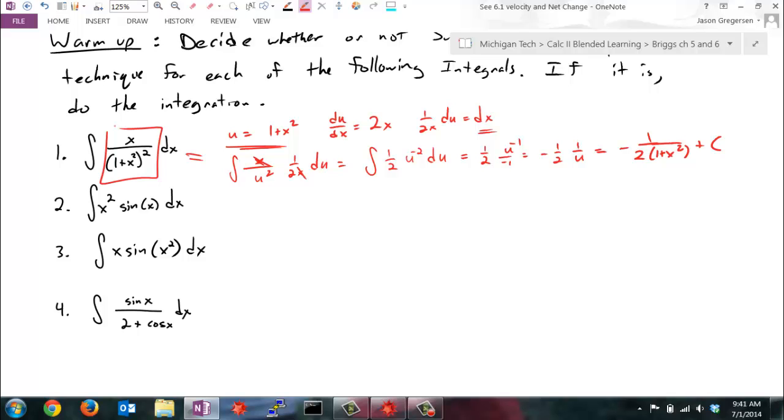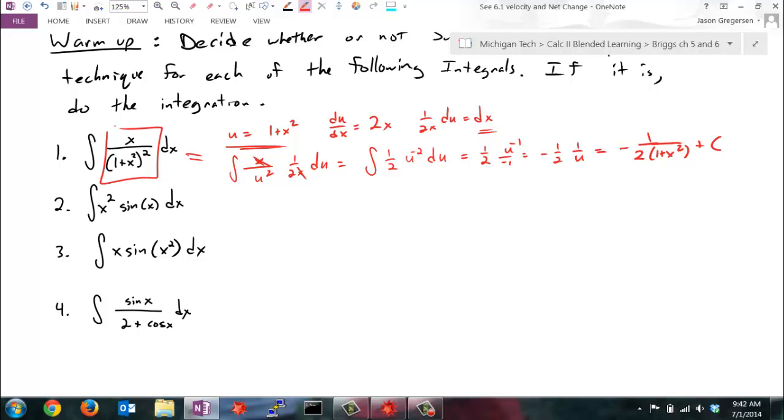You've got an x squared and x. Isn't the derivative of x squared something like x? Doesn't that work? Can I use u equals x squared? I can't, because the derivative of x squared is something like x, but x isn't a factor here. Sine of x is a factor, right? So I don't see a function whose derivative is a factor.